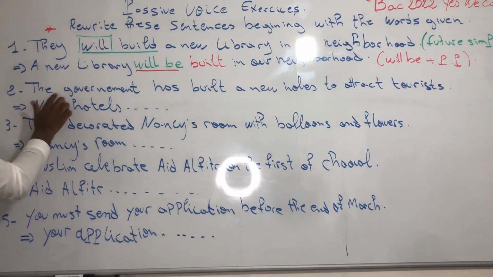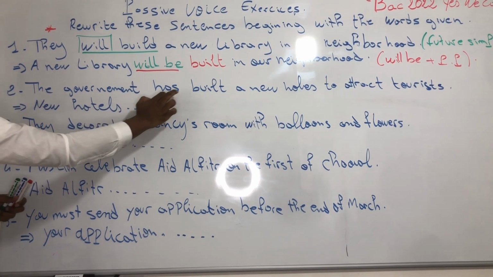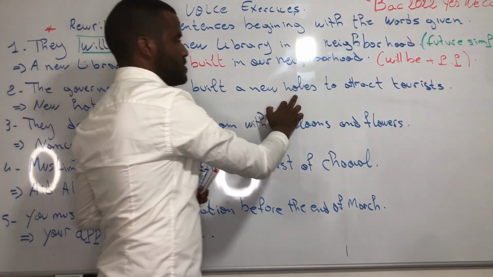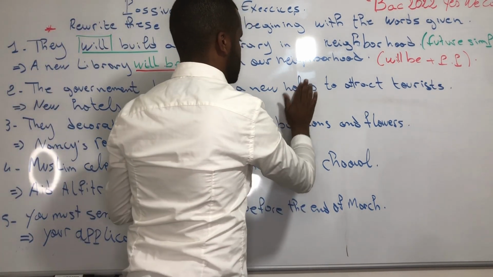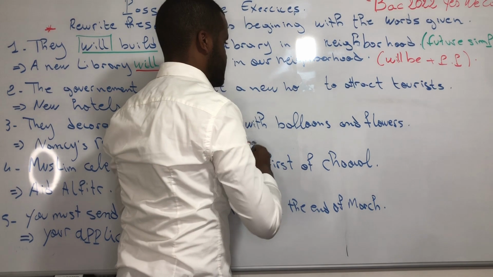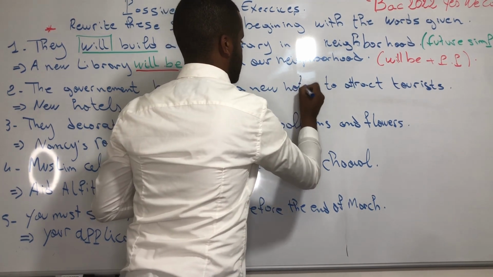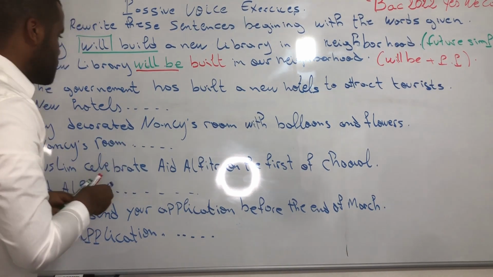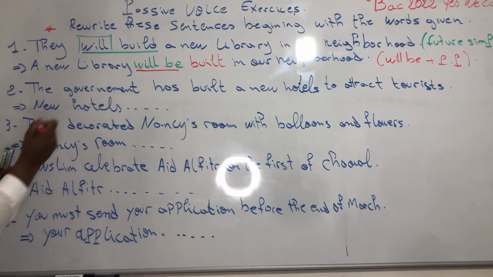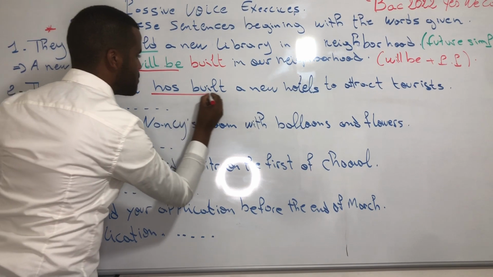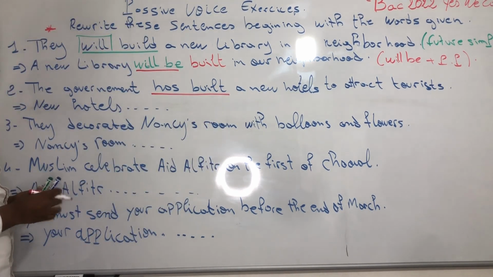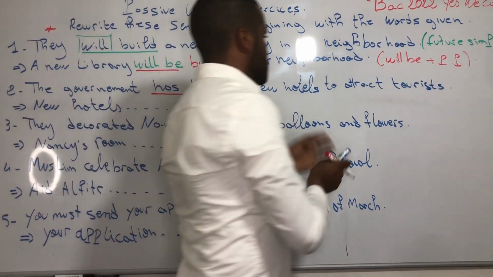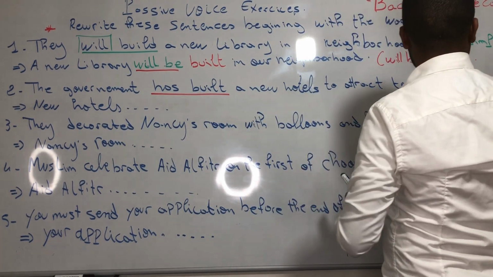We have: the government has built a new hotels, new hotels, I'm going to correct that one, to attract tourists. So when you read this sentence, you are going to know that this sentence is in present perfect. Okay, it's in present perfect.